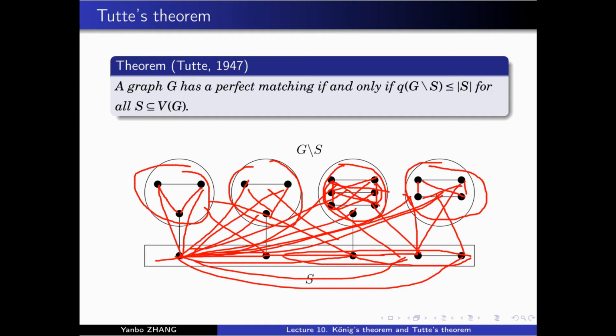And the black edges between S and G minus S, such an edge, such an edge, such an edge, exist because every vertex of S is adjacent to every vertex of G minus S. We see that the black edges form a perfect matching. This case is too special. There are so many edges, so it's easy to find a perfect matching.